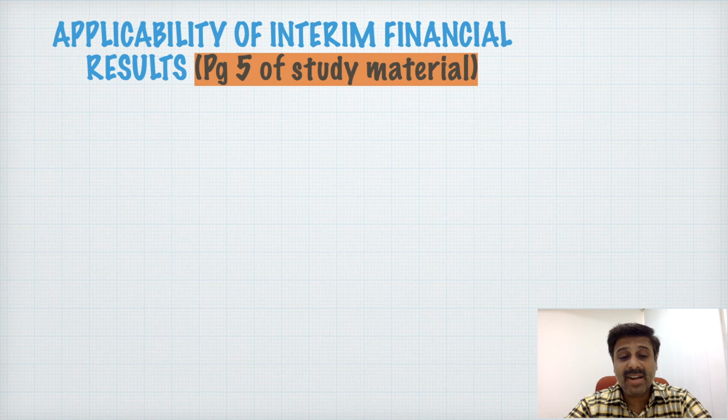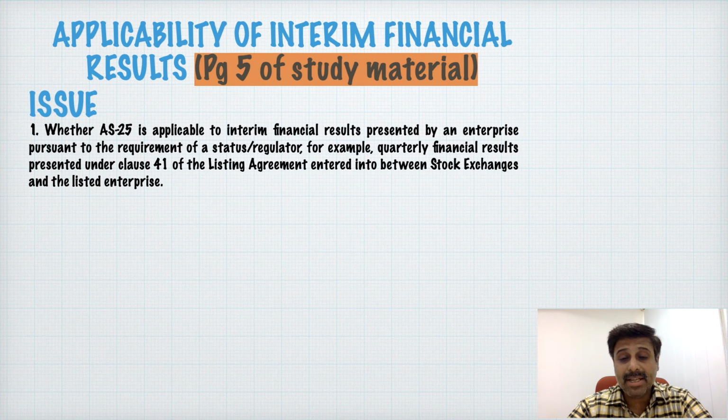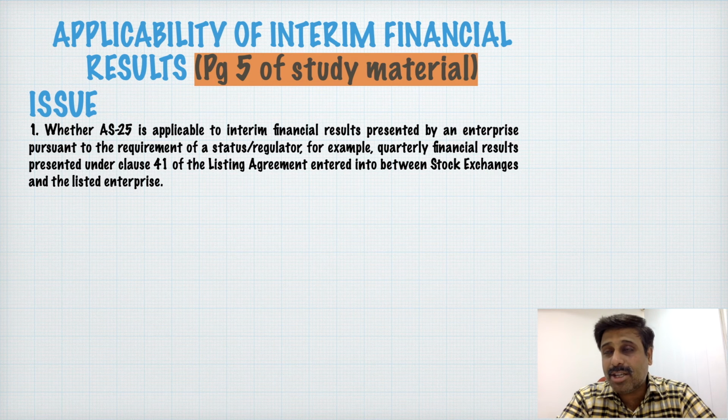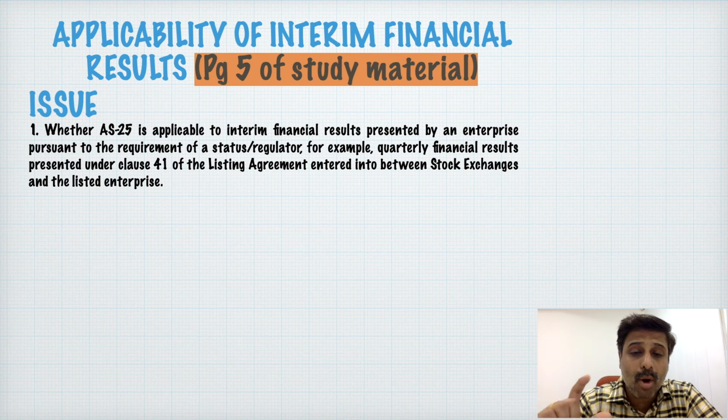Now, application to interim financial results. What is the issue in application to interim financial results? Whether AS 25 is applicable to interim financial results presented by an enterprise pursuant to the requirement of a statute or regulator. For example, quarterly financial results presented under clause 41 of the listing agreement entered into between the stock exchange and the listing enterprise. What they are asking you is the issue. The issue means there is a problem.